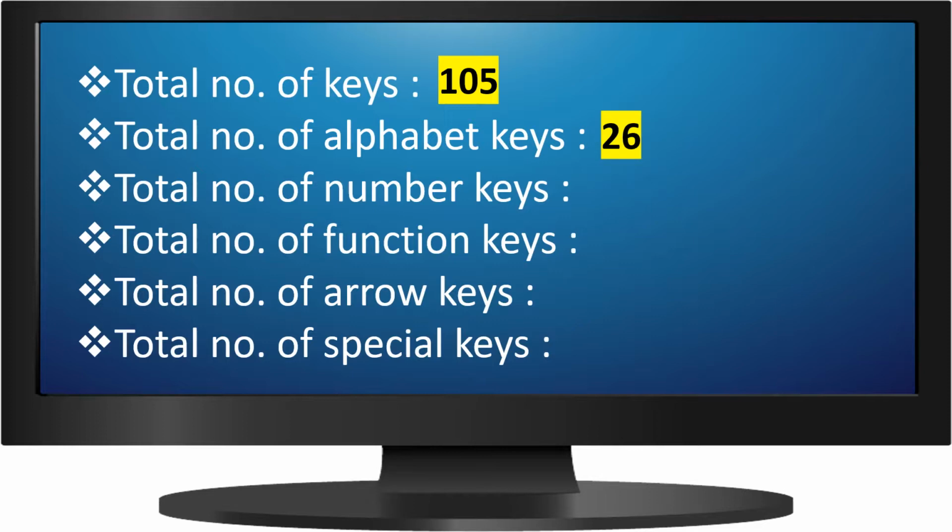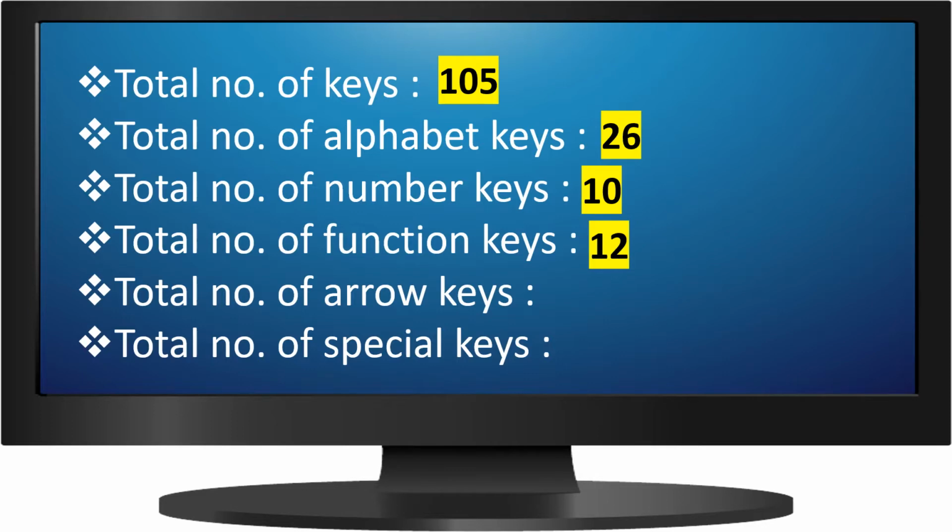Total number of number keys. How many number keys are there on a keyboard? There are 10 number keys. So total number of number keys are 10. Total number of function keys. The number of function keys on a keyboard. Total number of function keys are 12. 1 to 12.